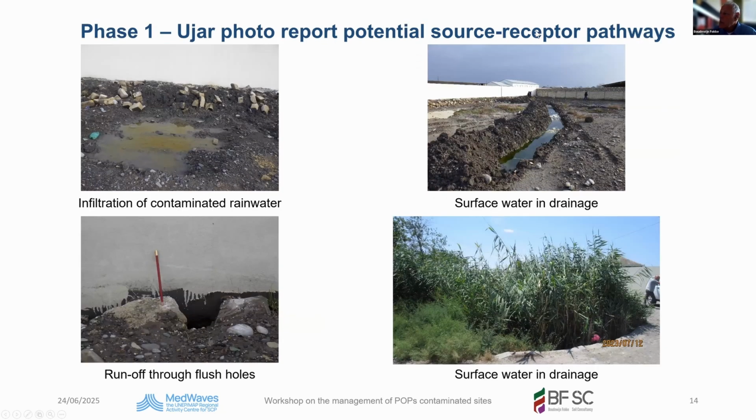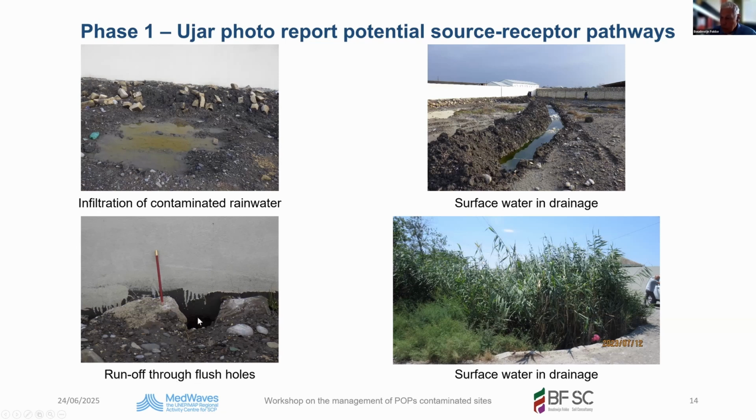These are pictures of source receptor pathway infiltration. Rainwater on the site infiltrates into the soil at the hotspots. Surface water in the drainage, I explained further, runoff takes contaminated soil particles, and here in this drainage, this takes care of the migration. Runoff through a flush hole, this is very specific.